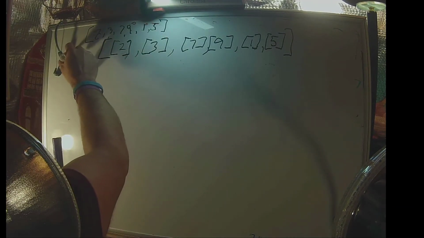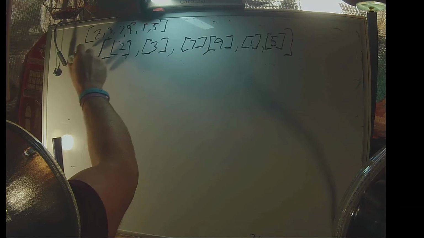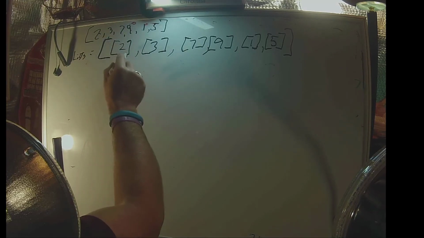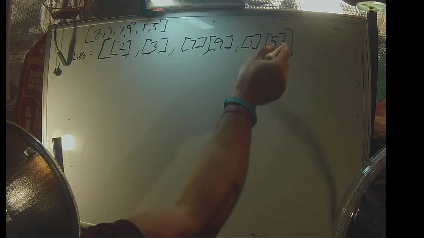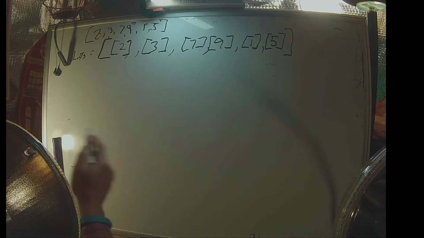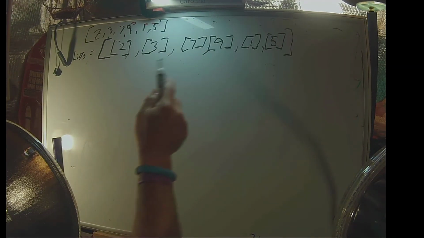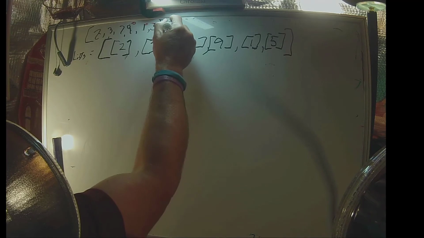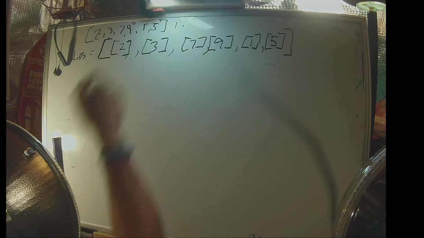Our new list has 6 elements, but each element is a list of length 1. So it has 6 lists of length 1. This had 1 list of length 6, right?